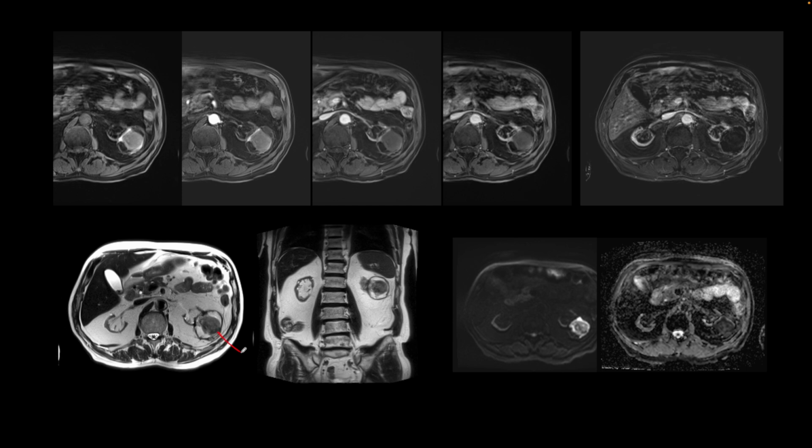So you can find the T2 weighted axial image right there, the coronal image, and then DWI and ADC images, and then contrast enhanced images on the top, and a more delayed image on the right, a contrast enhanced T1 weighted fat saturated image again.